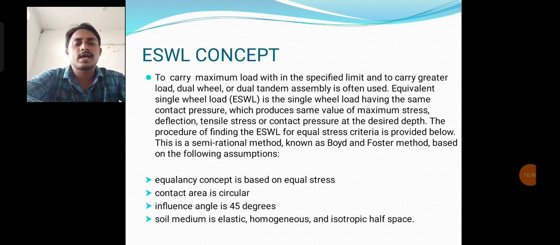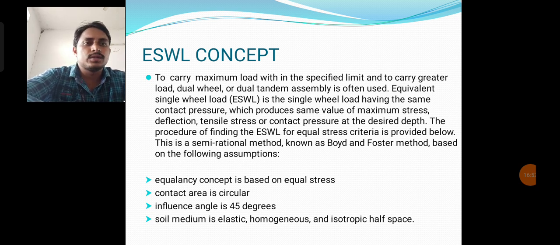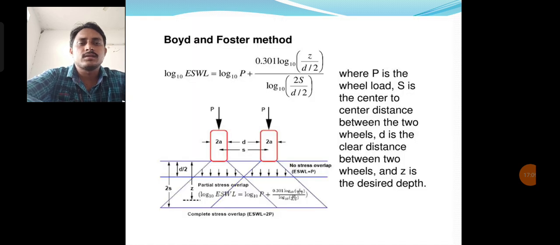To carry a maximum load within a specified limit, to carry a greater load, a dual wheel assembly is often used. So what are the main factors involved in the ESWL concept? The equivalence concept is based on equal stress, contact area, influence at 45 degrees, and soil media, which is a homogeneous elastic condition. This is the Boyd and Foster method.